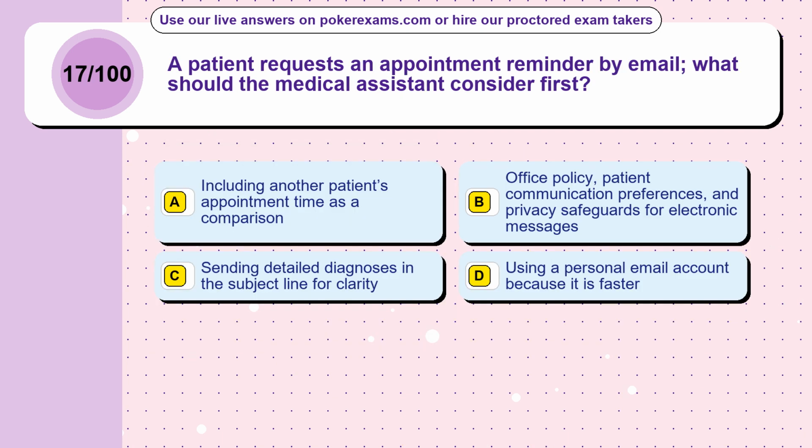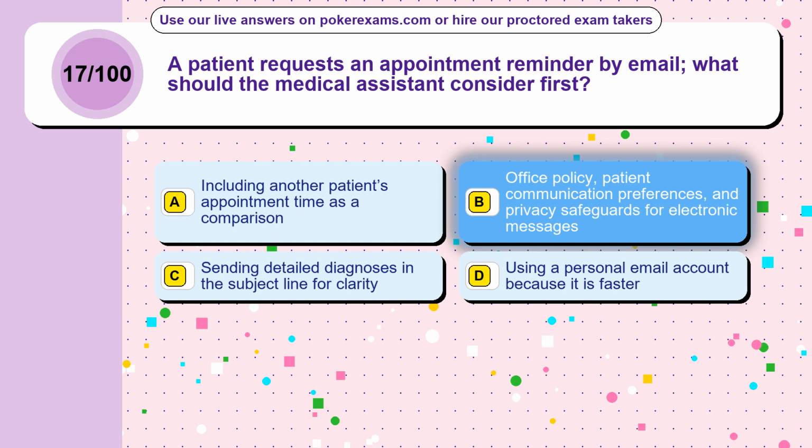Question 17. A patient requests an appointment reminder by email. What should the medical assistant consider first? Option A, including another patient's appointment time as a comparison. Option B, office policy, patient communication preferences, and privacy safeguards for electronic messages. Option C, sending detailed diagnoses in the subject line for clarity. Option D, using a personal email account because it is faster.